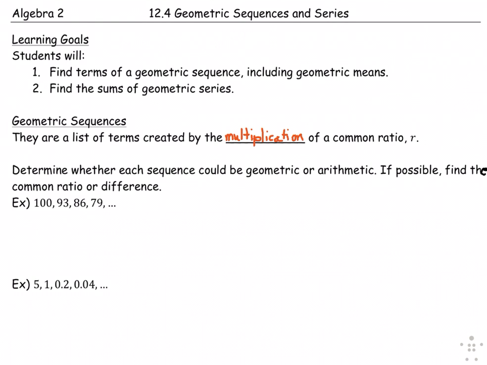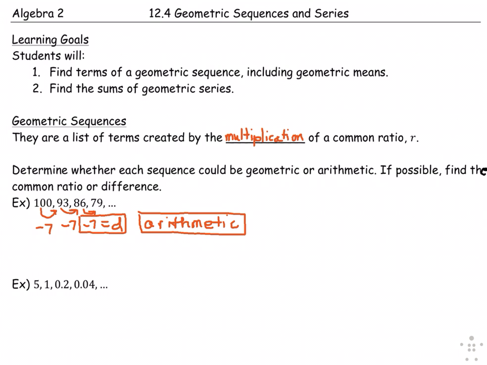Sequences and series may be geometric, which means that each term is created by the multiplication of a common ratio r. In the first couple exercises, we'll determine whether we have a geometric or arithmetic sequence. For geometric, we'll look for the common ratio r. For arithmetic, like we see in this problem, we want to see that there's a common difference d. And remember that arithmetic is a type of linear sequence because of the first constant difference.